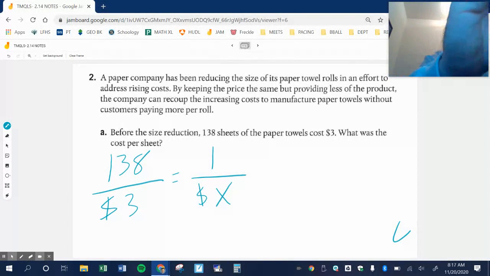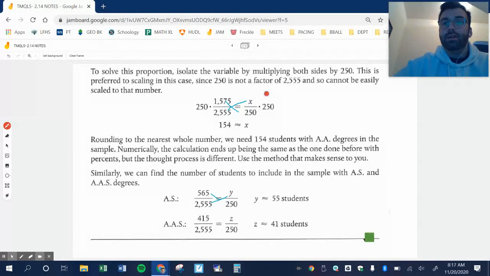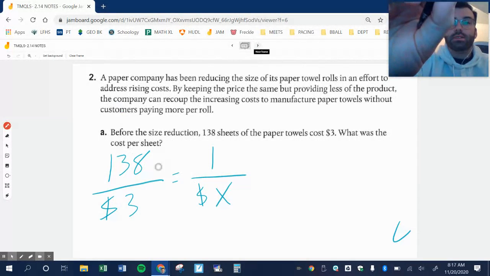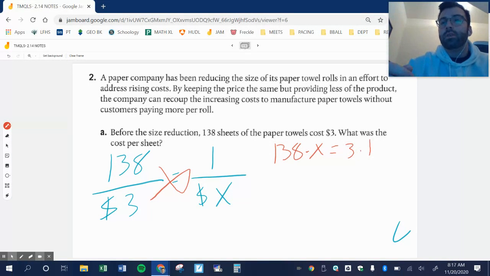So now we have a proportion set up. We want to solve for X. If I have a fraction equal to a fraction, I want to cross multiply. Look, I told you I did this. I said crisscross applesauce. What do I mean by that? I do 138 times X equals 3 times 1. Obviously, this is the same thing as 138x equals 3. Well, how do I get rid of that 138? I'm going to divide both sides by 138, and you should get a decimal.